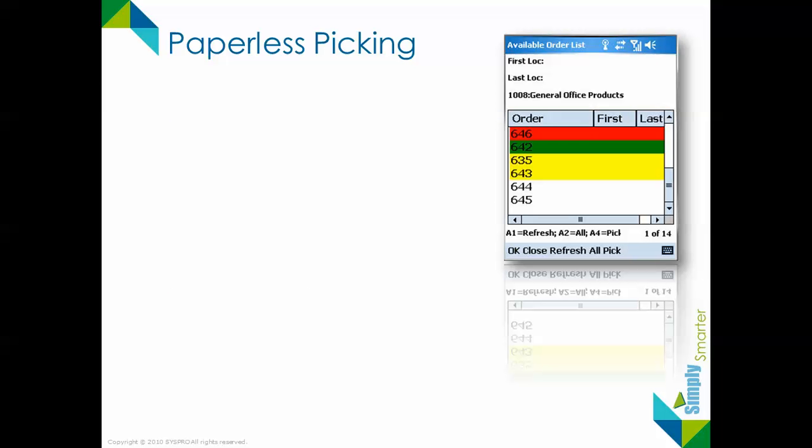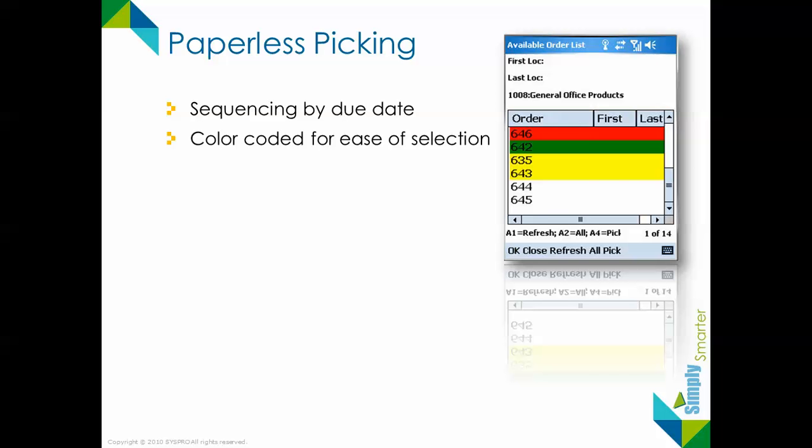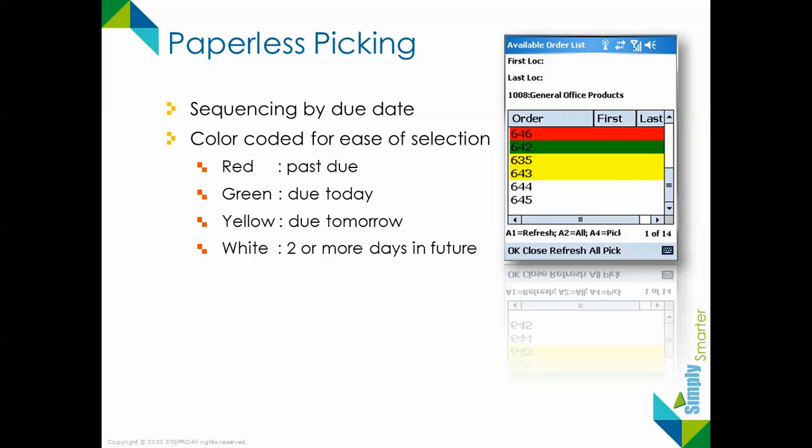So here we're looking at some of our orders, and we'll probably notice some of the color coding. I have mine sequenced by the due date, and then there's a color code for each selection I want to see. So red's letting me know this order's past due. I probably want to pick that pretty quick. Green's due today. We need to also get that due out pretty quickly. Yellow, it's coming up in a couple days or tomorrow. And then white, we got a couple days. So it's letting me know what's the timing on this.